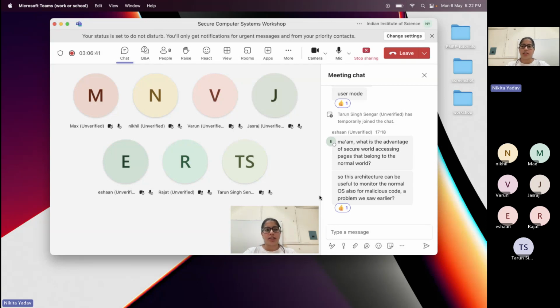It can periodically take a snapshot of the normal world memory and send it back to the client for verification that, hey, currently this is the memory and this is where the kernel code is located. So this is what is being run right now. In this way, it can do a runtime attestation.